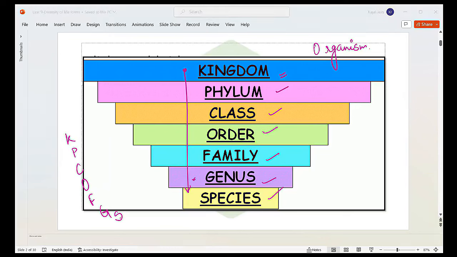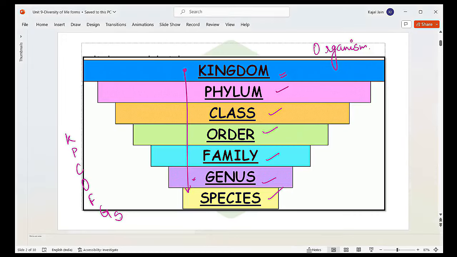How many of you have learned about this particular thing in your junior classes? Let me see how many of you can recall this segment. Yes, all of you must have learned about this, right?